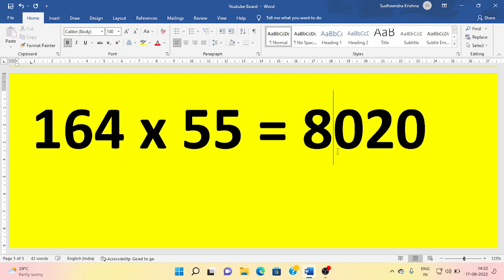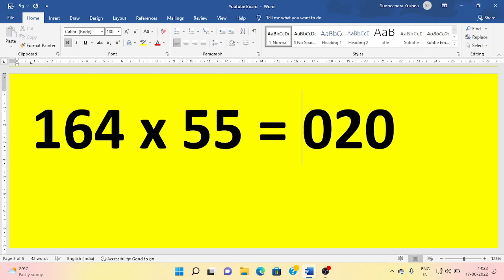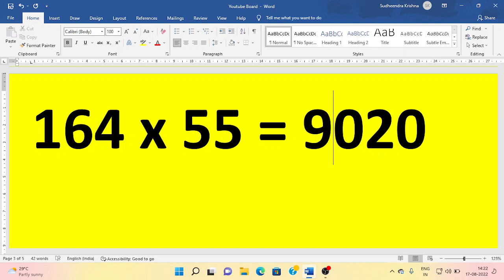So already on the left side of 0, I have 8. 8 plus 1 carryover will give you 9. So this is the required answer. So 164 into 55 is equal to 9020. It's as simple as this.